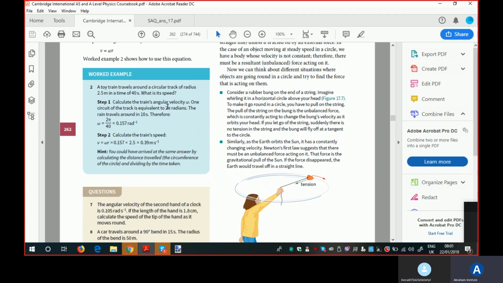One circuit of the track is equal to 2 pi radians. The train travels around in 40 seconds. Therefore, we get this. So 2 pi radians, and we divide by 40, and so you get this angular speed in radians per second. Then we use v equals omega r. We have the angular speed and we know the radius that is given.